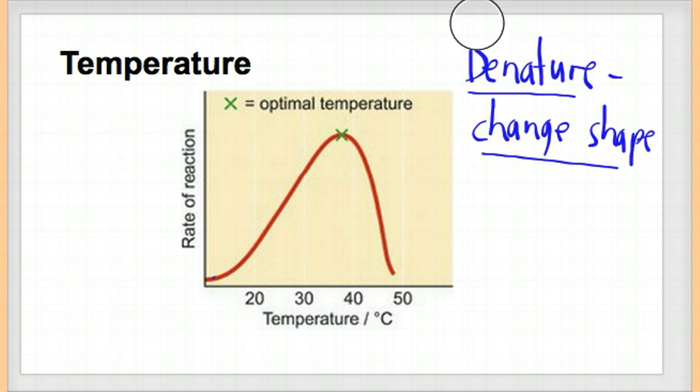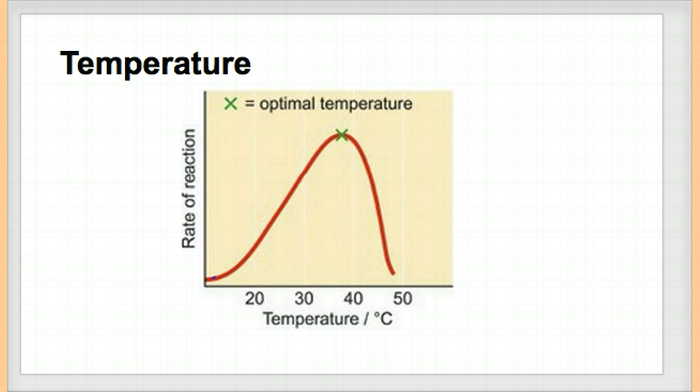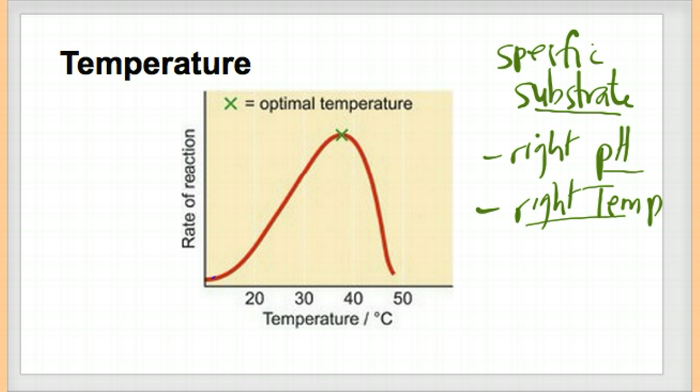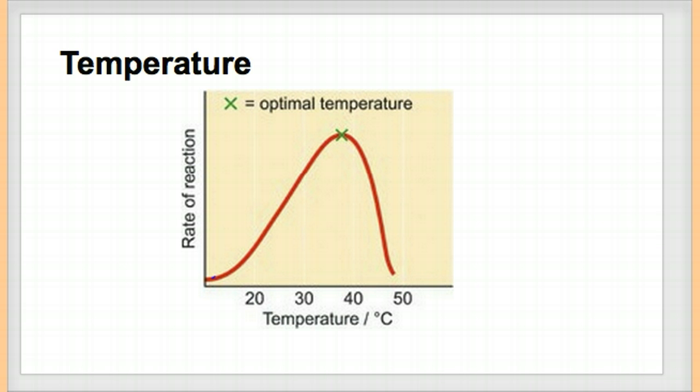So just as a quick review, what do enzymes need in order to work? It must have a specific substrate. It must have the right pH, and it must have the right temperature. Once we have these things together, the enzyme will work perfectly. Speed up the chemical reaction.